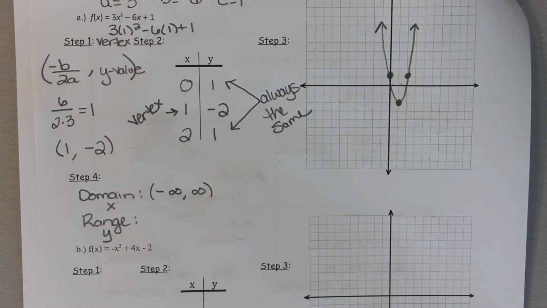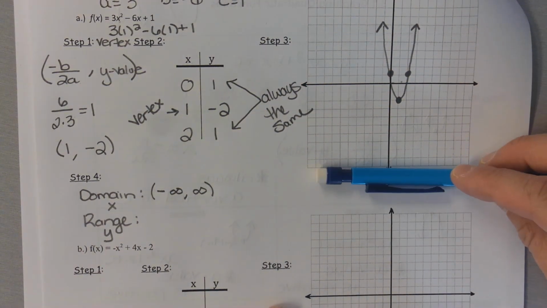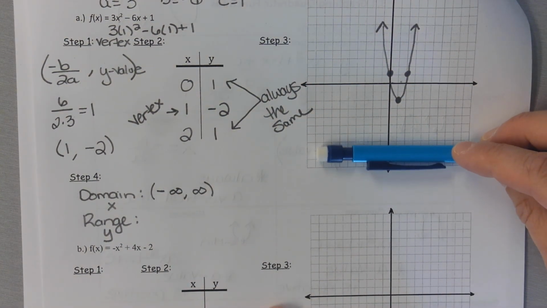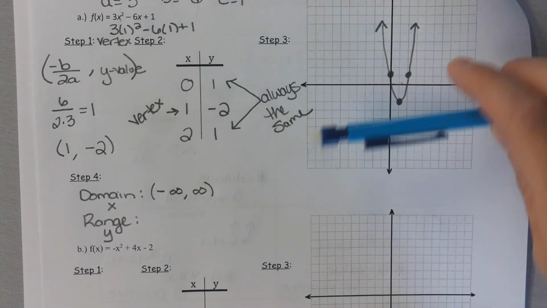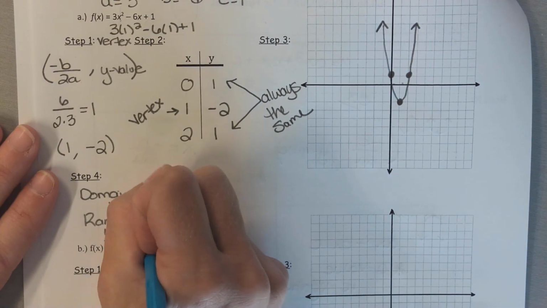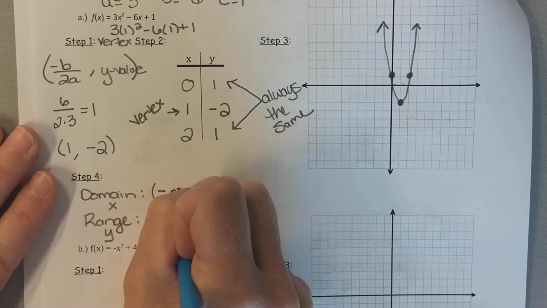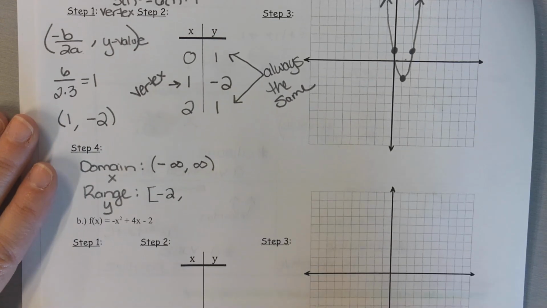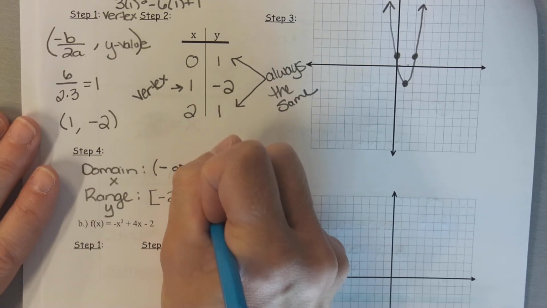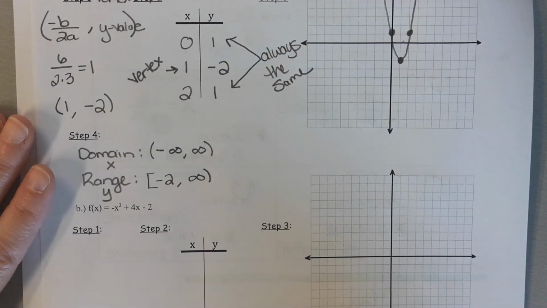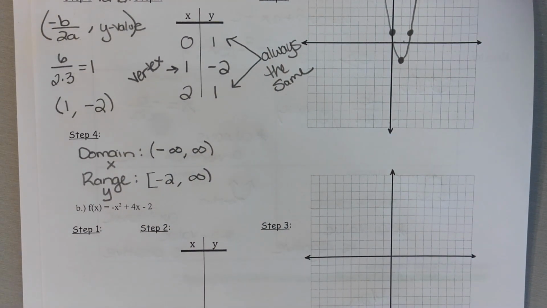Okay, the range is different. The range is going to have a restriction. Do you see how I don't have any graph down here? No graph, no graph, no graph, no graph. When do I finally hit graph? -2. So -2, and then where does it stop? Or does it stop? It doesn't. It goes to infinity. And so we represent that again with a parenthesis.